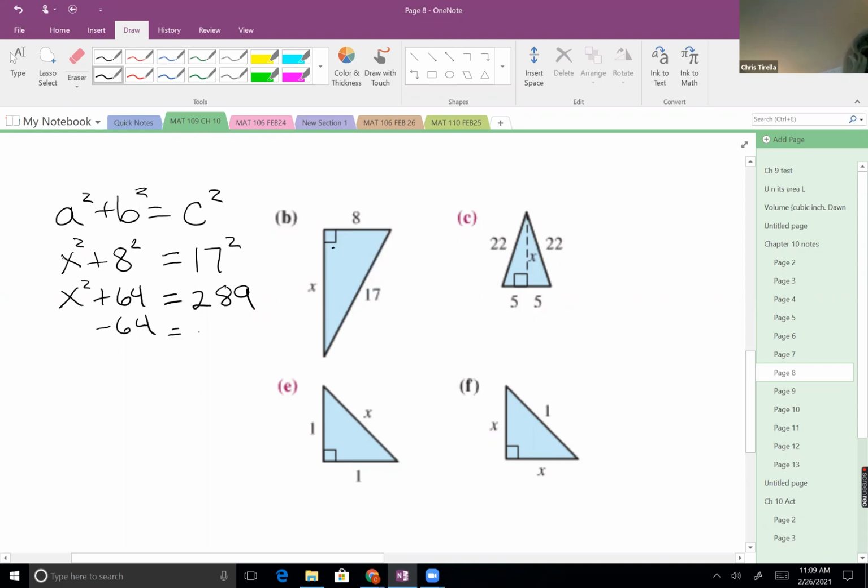And so when I subtract 64 from both sides, I get x squared is 225. Now what do I do? Square root it. Square root it, beautiful. And the square root of 225 would be 15.